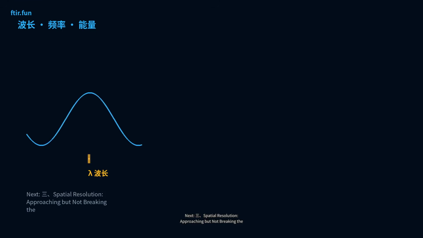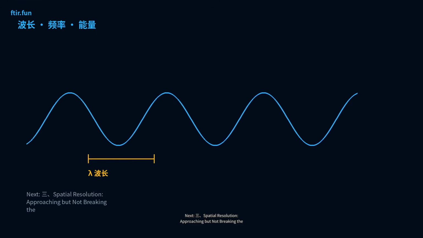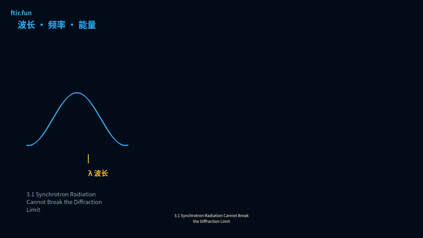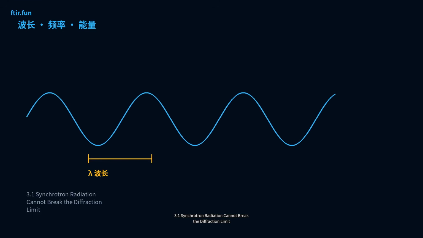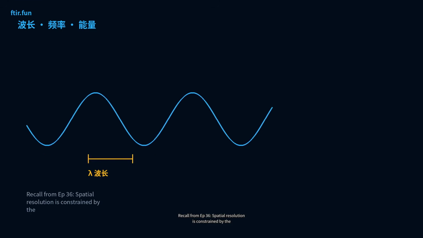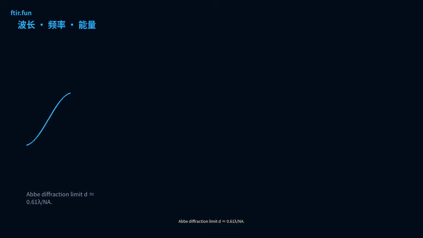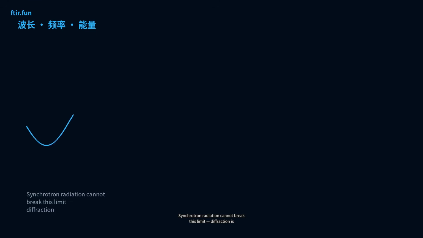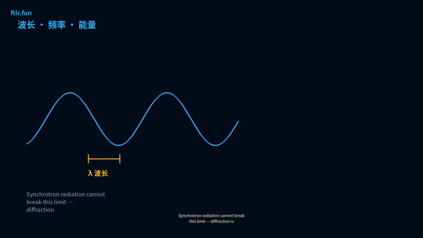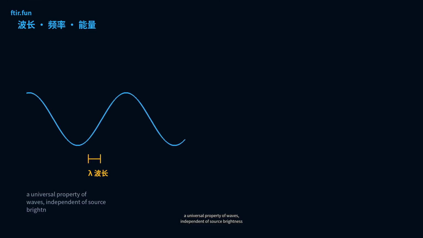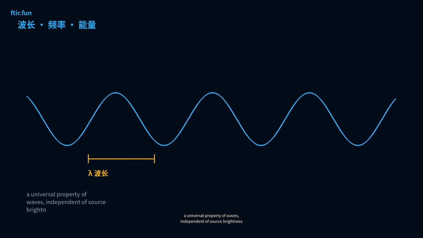Next, spatial resolution, approaching but not breaking the diffraction limit. 3.1 Synchrotron radiation cannot break the diffraction limit. Recall from Ep36, spatial resolution is constrained by the Abbe diffraction limit, d approximately equals 0.61 lambda. Synchrotron radiation cannot break this limit. Diffraction is a universal property of waves, independent of source brightness.